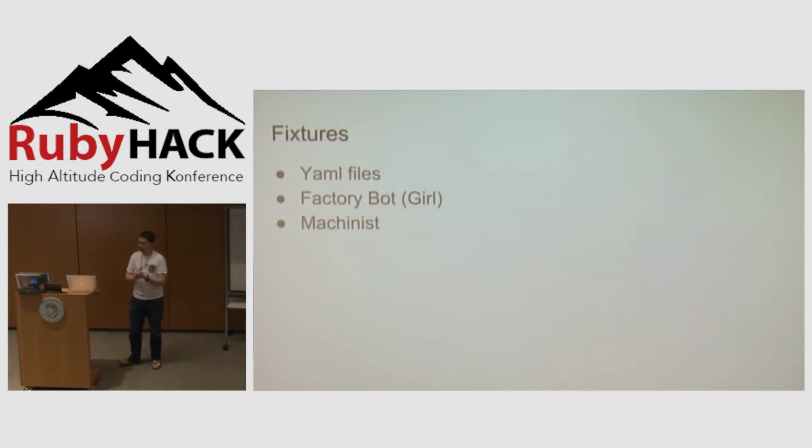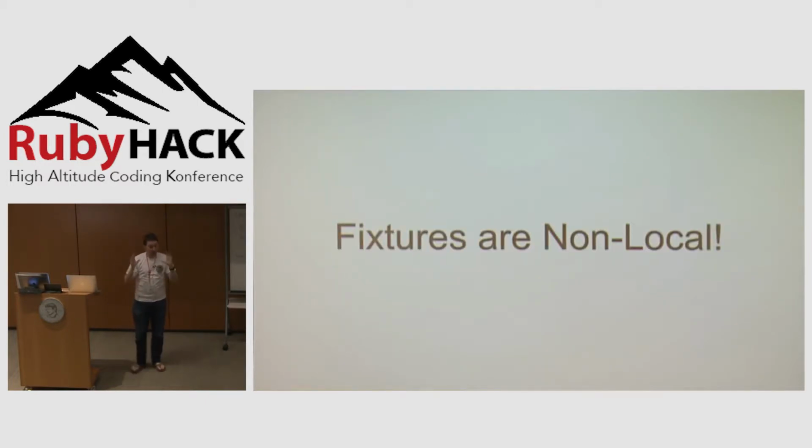The 3 ways I've normally seen are YAML files, so just the raw fixtures. That's pretty common with Rails. You also see something like FactoryBot or Factory Girl, changed name there. And then Machinist, blueprint style things. But the problem with all of those is none of those are local. Those are not in your test files. Those are in a different file in a different place in your application. And oftentimes, those are shared across many different tests. So you've got that whole shared state thing going on, and it's really hard just to reason about your tests and how they work together.